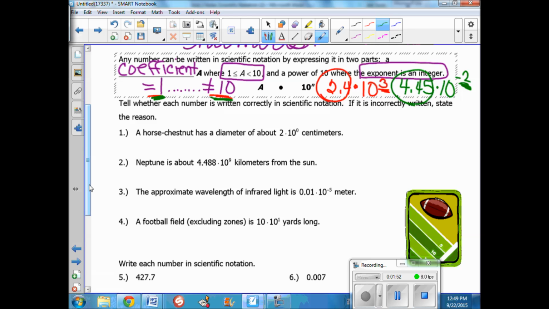So let's look and see about these examples to see if they're written correctly. And if not, we've got to state the reason. So it says 2 times 10 to the 0 power is the diameter of a horse chestnut. Let's examine that coefficient, which is 2. 2 is a number between 1 and 10. That's okay. We're good with that. And then our exponent is 0. Is 0 an integer? Yes. Okay, so that one's correct.